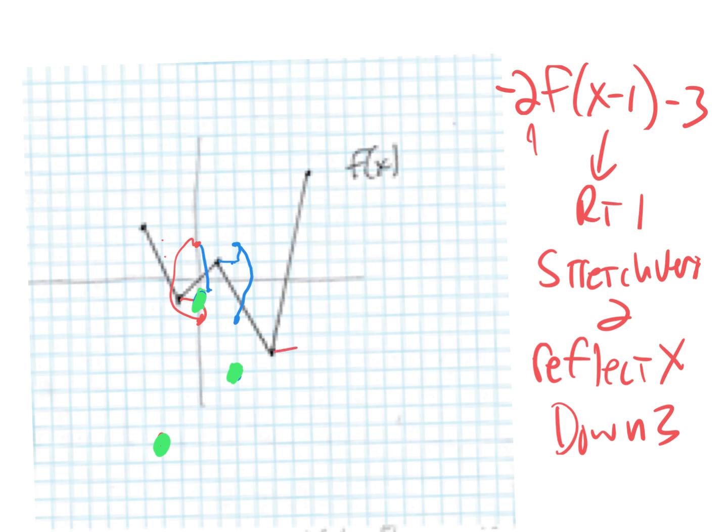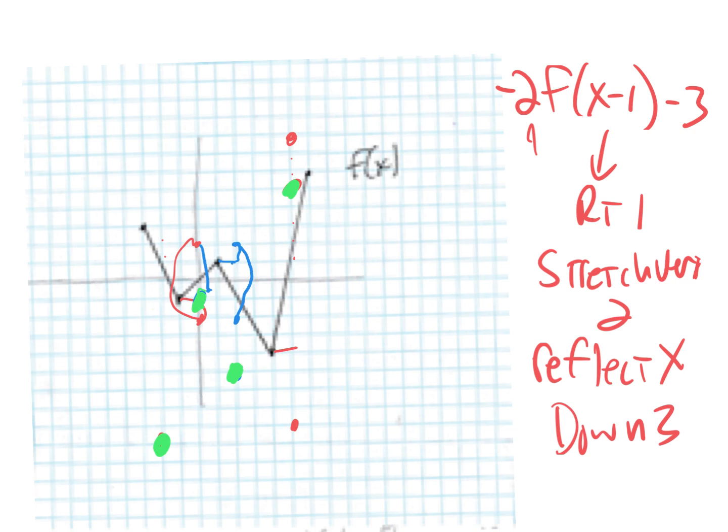So right 1, stretch by 2, so -4 becomes -8, 1, 2, 3, 4. And then I'm going to reflect it around the x-axis, so let's see, this is down at 8, so I'm going to go up to +8, 1, 2, 3, 4, 5, 6, 7, 8, and then I'm going to shift it down 3 from there. So that's a green point.